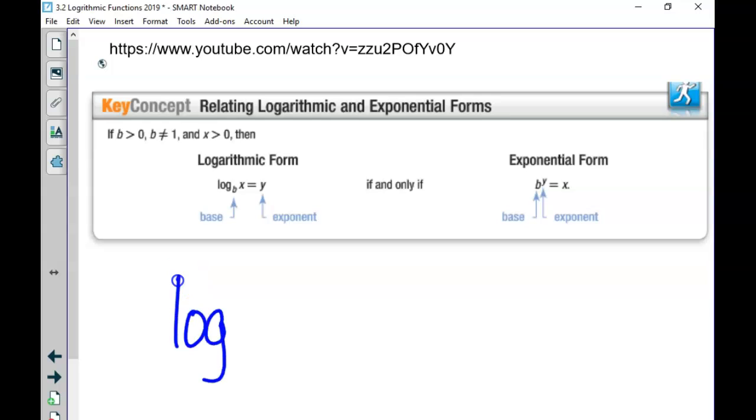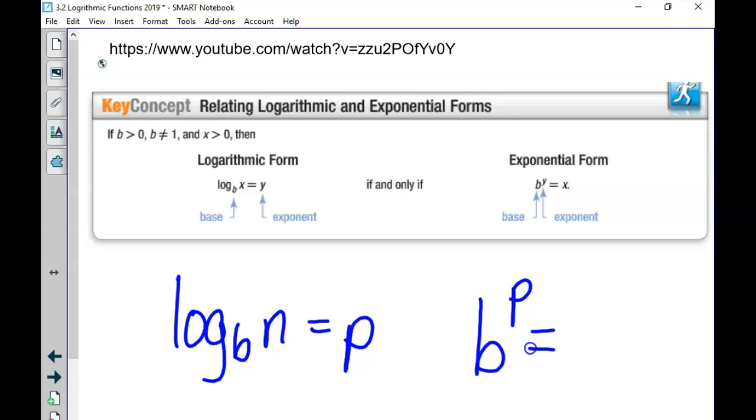The video was log base b of a number equals a power, which would be written as the base to some power equals the number. Yes? So if you want to write those down, you certainly can, because those are not the letters on your sheet. But I think it does help to remember that this one is the base, and the answer to a logarithm is always the power, or the exponent.